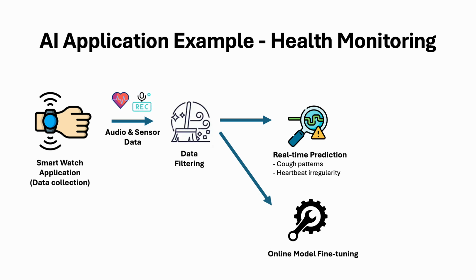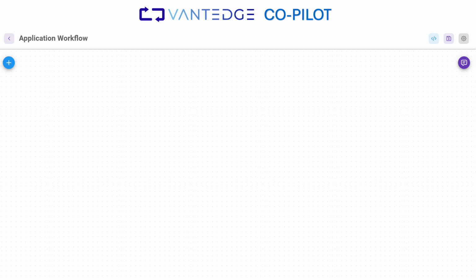The system also performs long-term pattern analysis using another LLM instance to identify sustained health trends, such as consistently elevated heart rates over weeks. The first step in deploying this application will be to compose an application workflow using the VantEdge Co-pilot platform. Each application component and their interaction with each other needs to be defined using this workflow.